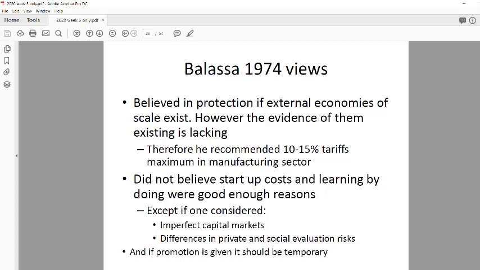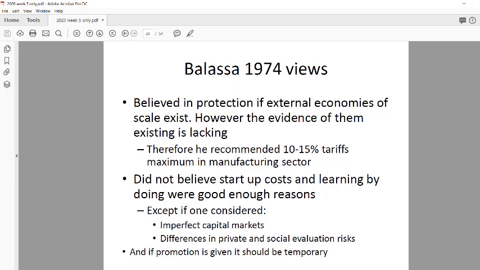And then based on this, if there were external economies of scale, he said you could set the tariffs between 10 and 15% maximum. He was referring to the manufacturing sector. But according to his philosophy, you should rather not have this at all if there were no external economies of scale. So he didn't buy into the idea of the learning curve, and he didn't buy into the idea that startup costs are very expensive and you need to protect the domestic firms in these industries.